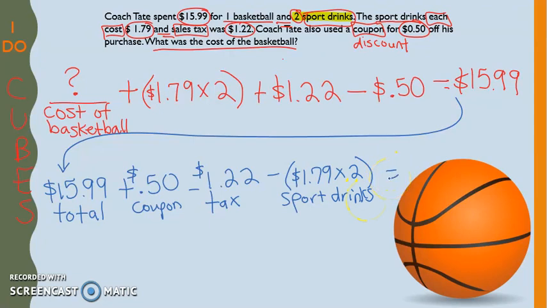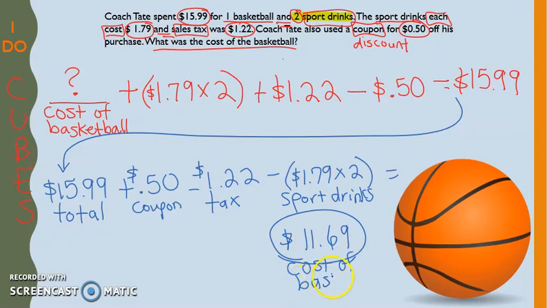And when we do that, this is going to equal $11.69. Okay, so that is the cost of the basketball. And if you wanted to check your work, you could insert 1169 and do the regular operations, and you would get a total of $15.99.